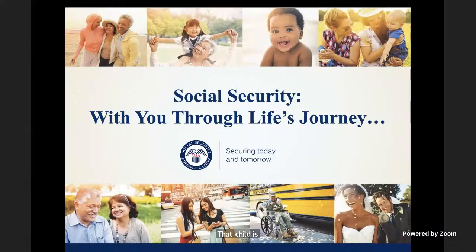I'll just use Down syndrome and cerebral palsy as examples. They've been receiving benefits since prior to age 22. Let's say they're turning 24 and their parents become eligible for SSDI or retirement benefits. Let's say their parent files for retirement benefits.